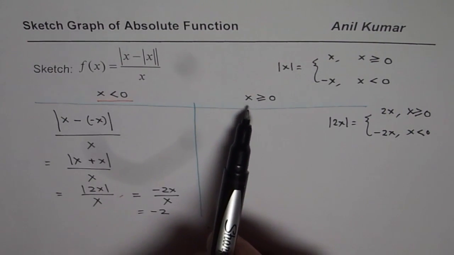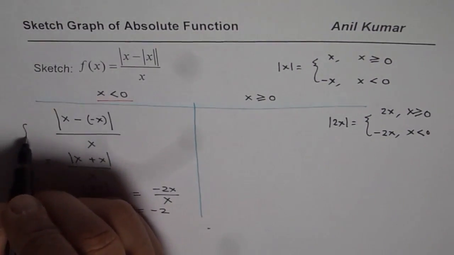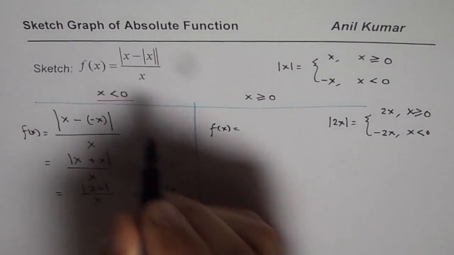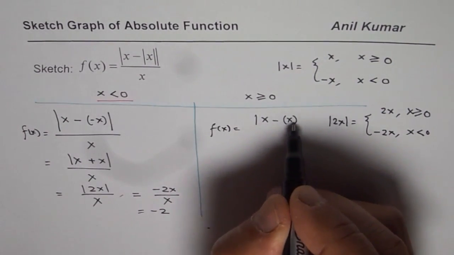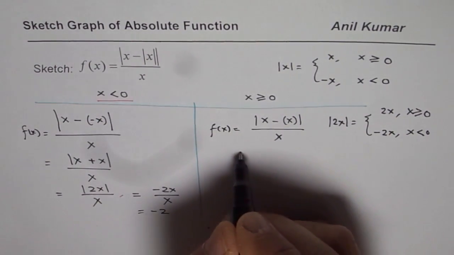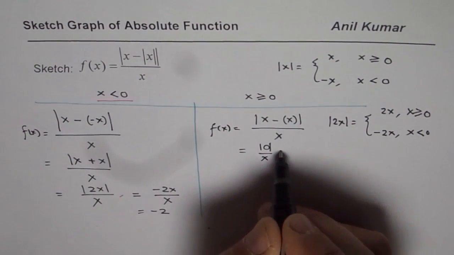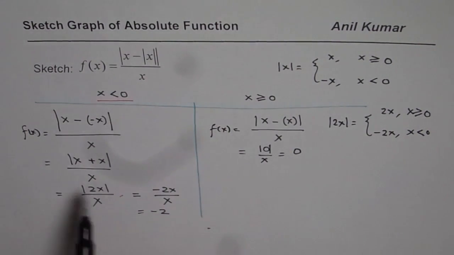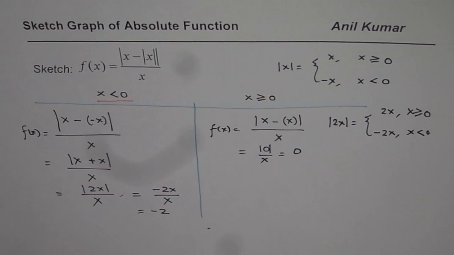Let's do the right side where x is greater than or equal to 0. In that case, we could write the function f of x as the absolute value of x minus x, divided by x. Now x minus x is 0, so we get the absolute value of 0 over x, which is indeed 0. So when x is greater than or equal to 0, the value of the function is 0. When x is less than 0, the value of the function is minus 2, right?